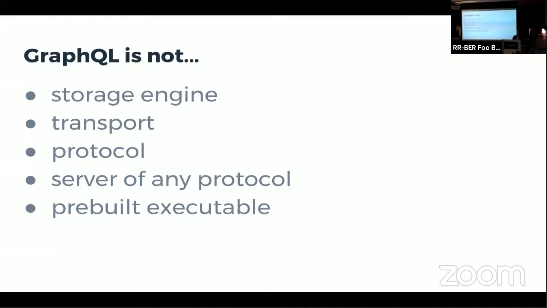So let's start with an enumeration of what GraphQL is not. First of all, it's not a storage engine. You cannot store your data in GraphQL. You need some other kind of storage, like for example Contentful, but you could also imagine using GraphQL with Postgres or MongoDB. It's neither transport nor protocol, so it has nothing to do with how you move queries and data back and forth. It is also not a server of any protocol. You have to build the server on your own for the business domain that you've got. And it's also not a pre-built executable, so it's not something that you download from the internet and run. You have to use the libraries that are available on GraphQL's site and build your server on your own.